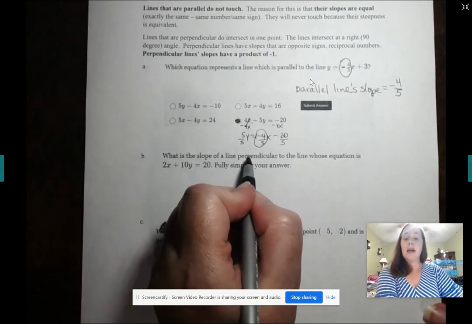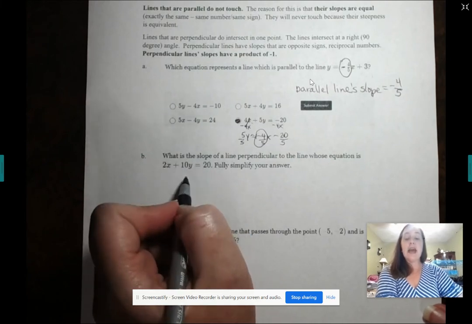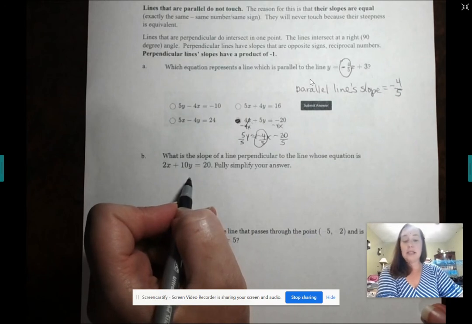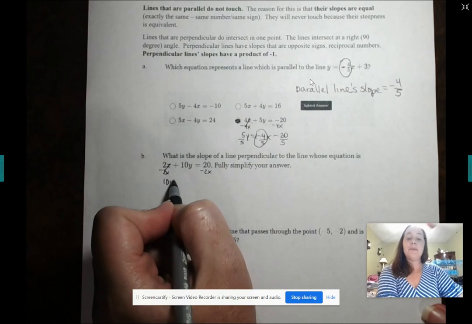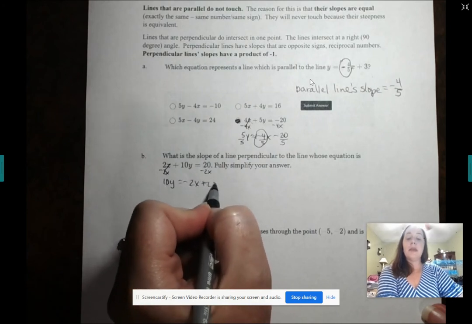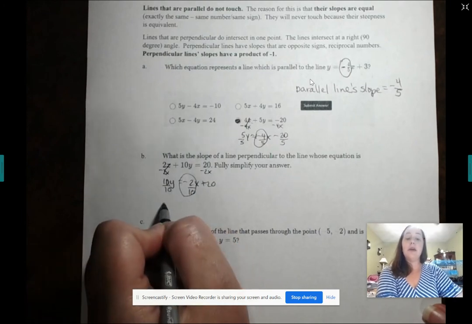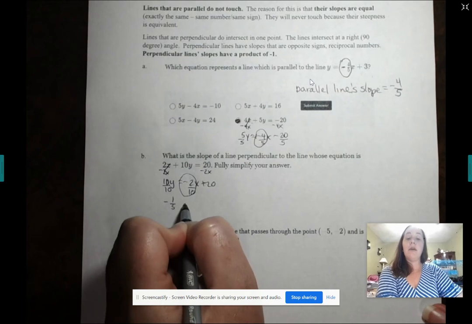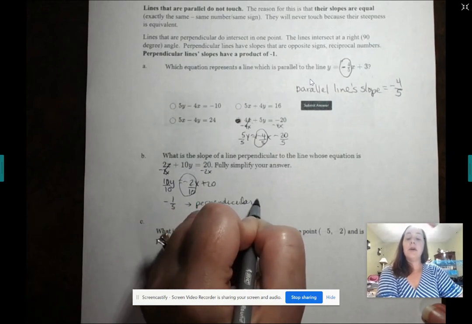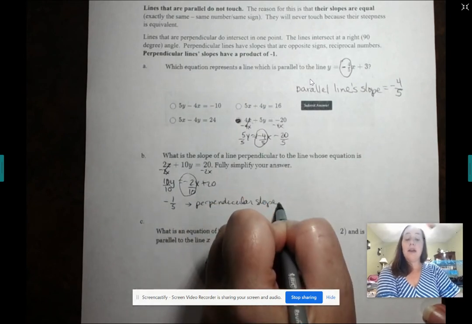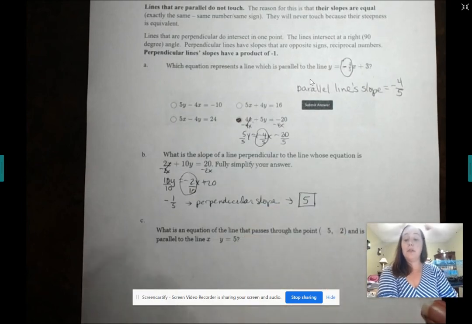Okay, what is the slope of a line perpendicular to this one? So here's what we need to do. We need to find the slope of this line and then flip it and change the sign. That's all we want is the slope. So I'm going to move the 2x to the other side. I'm going to divide by 10. All I really care about is this right here, and that slope is -1/5. Now, perpendicular to that would be a slope of, flip it, 5, take away the negative, +5. This would be the perpendicular slope.